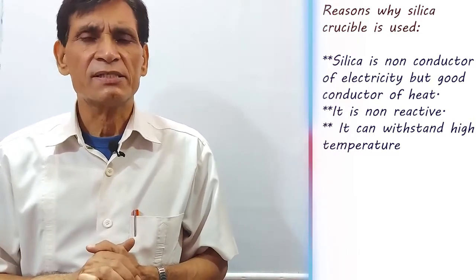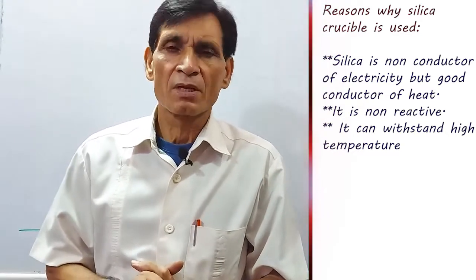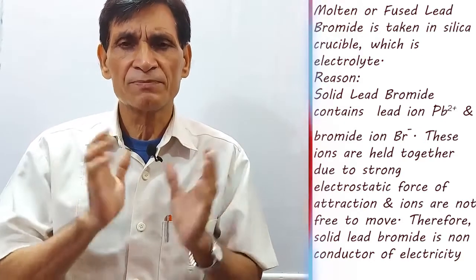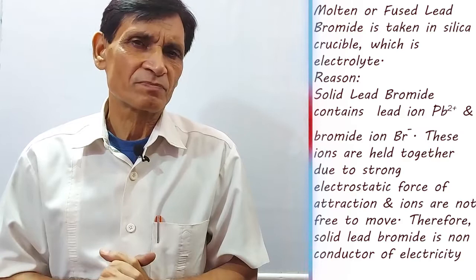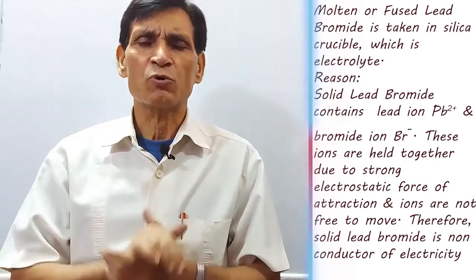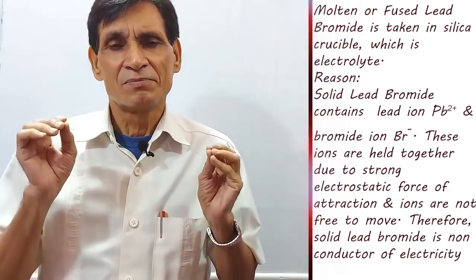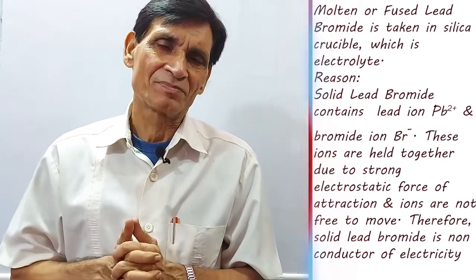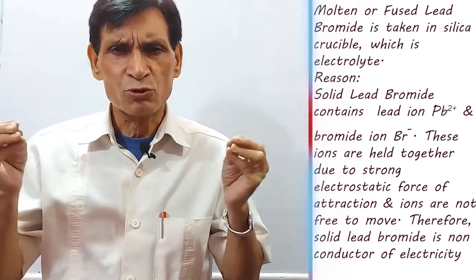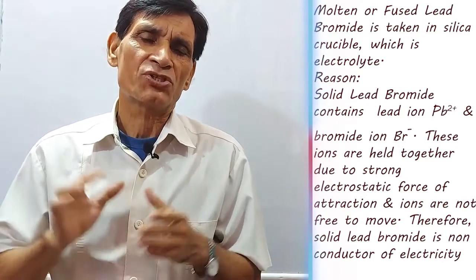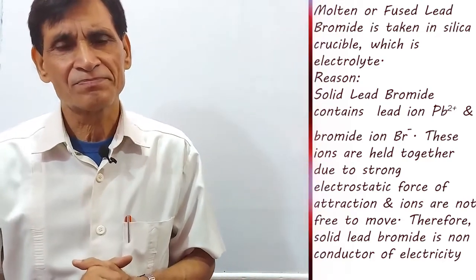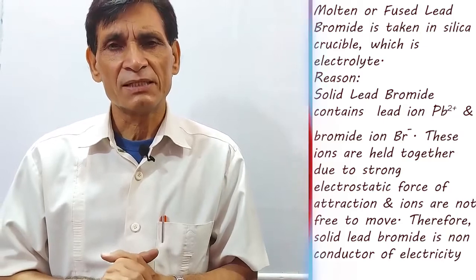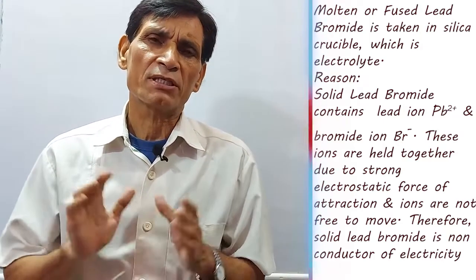Now, second point is electrolyte. Molten or fused lead bromide is taken in the silica crucible, which is the electrolyte. Reason: solid lead bromide contains lead ion Pb2+ and bromide ion Br-. These ions are held together due to a strong electrostatic force of attraction, and these ions are not free to move. Therefore, solid lead bromide is a non-conductor of electricity.